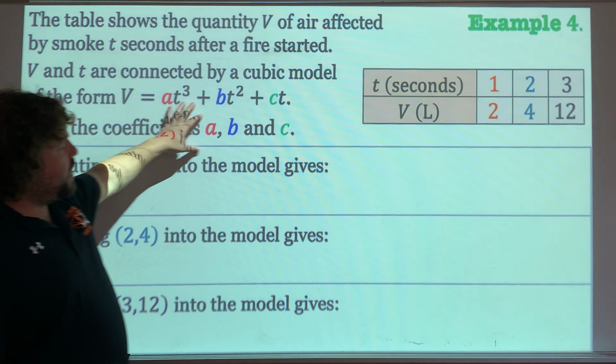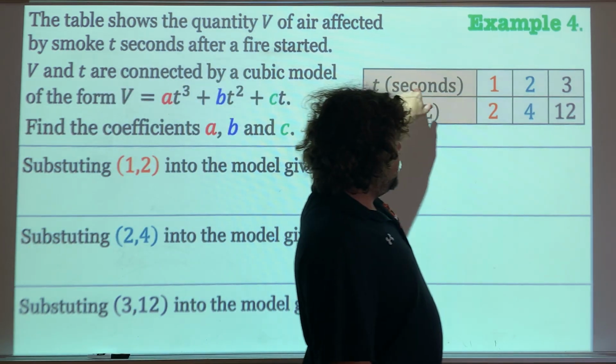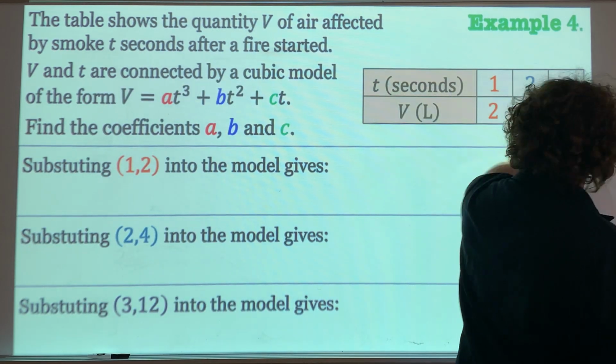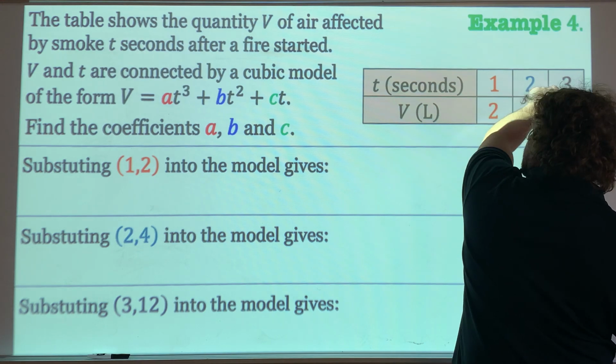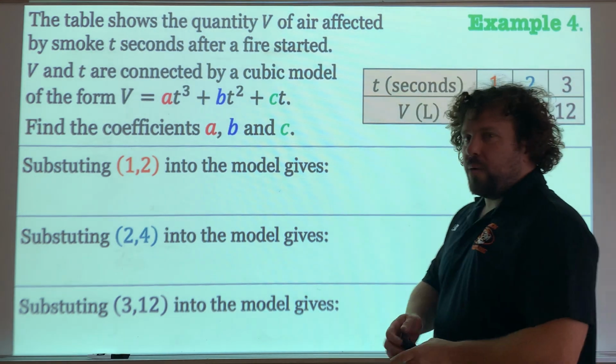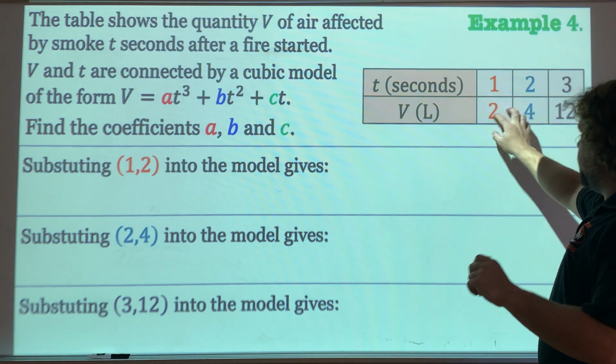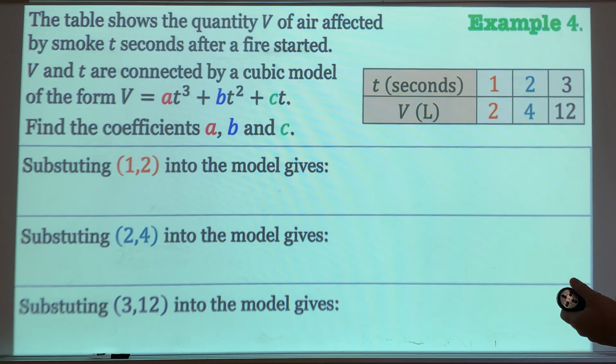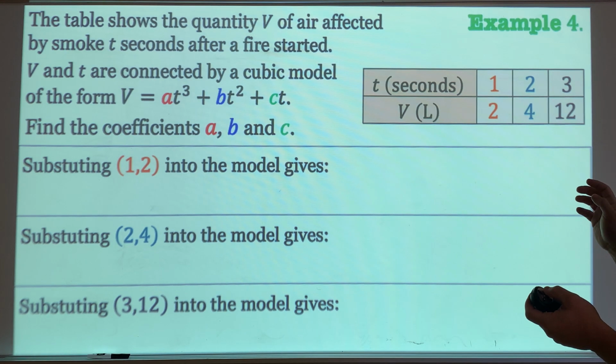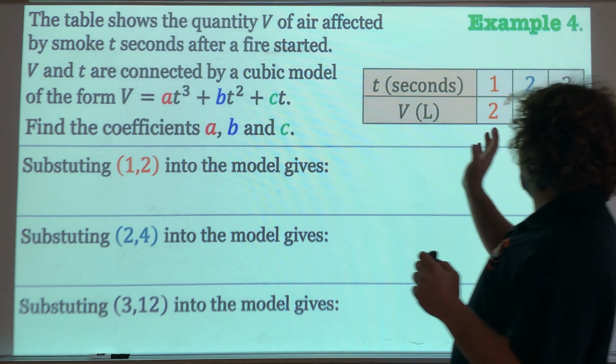So we got some points here. We got our T and our V, our T and our V, our T and our V. So anytime I take these numbers and plug them into the equation that we're going to find out, it's going to give us these numbers for V. All right, so now let's figure out how to do this. So first thing I'm going to do is create the equation, okay? I need to find out what all my letters are.